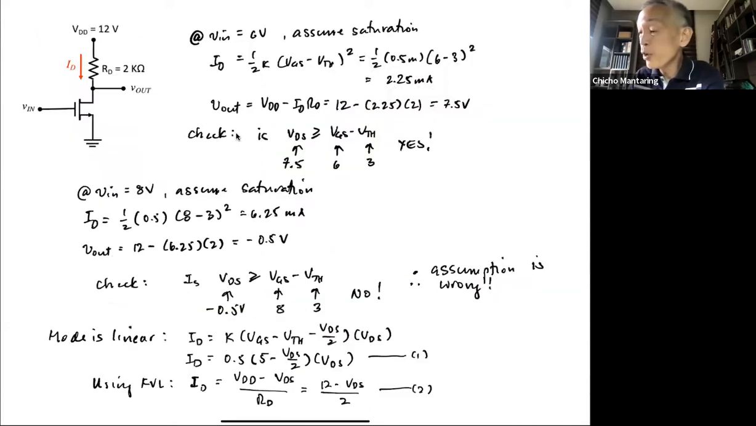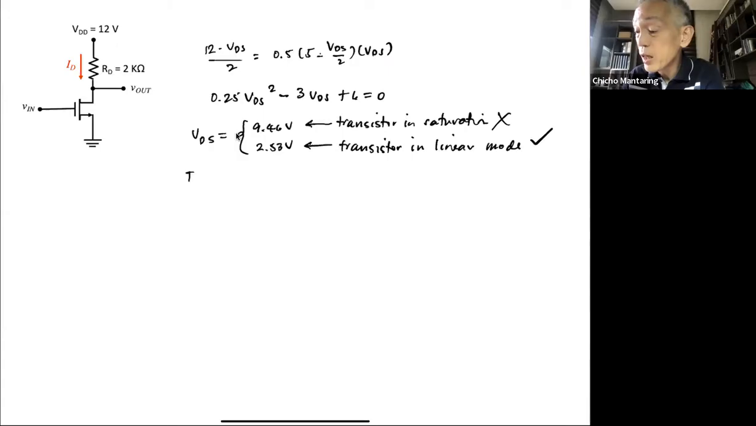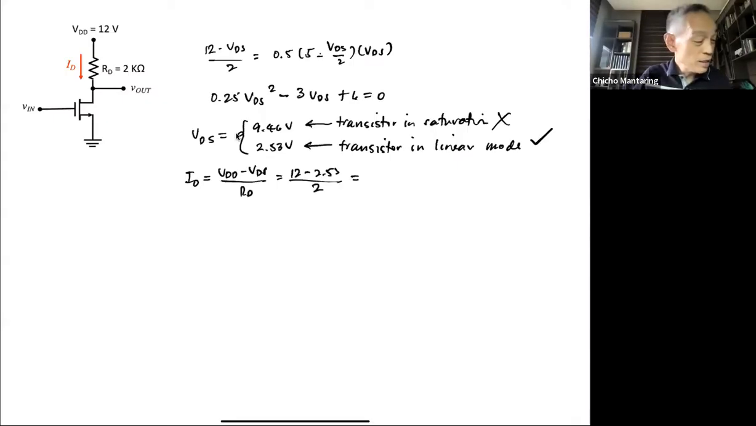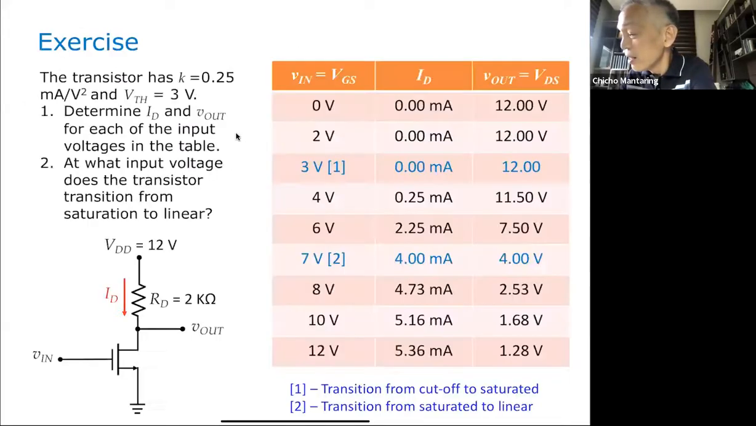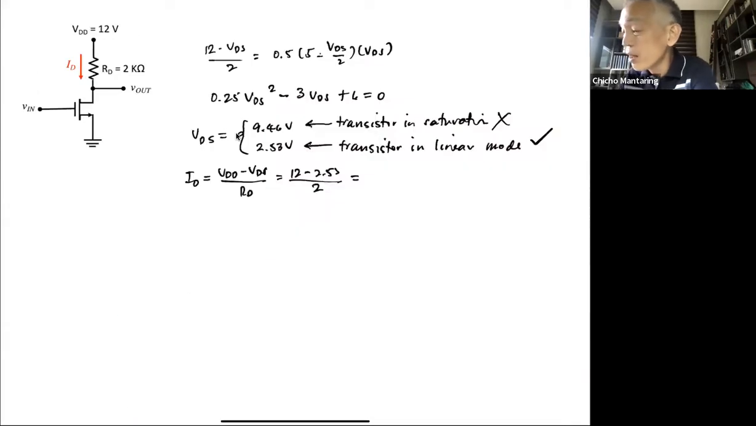And you can compute for ID. ID is (VDD minus VDS) over RD. So that's (12 minus 2.53) all over 2, and I'm going to get 4.73 mA.